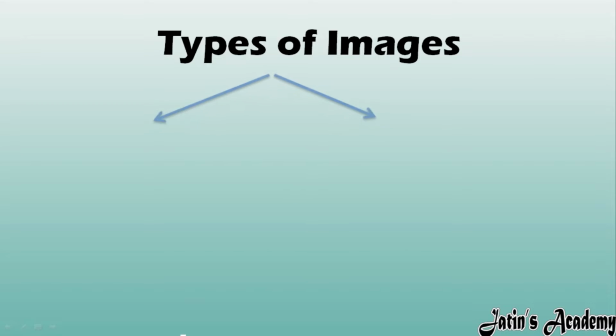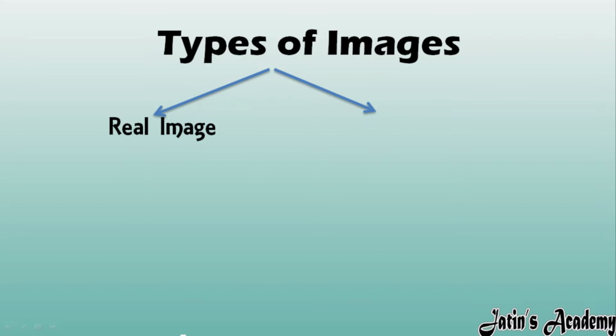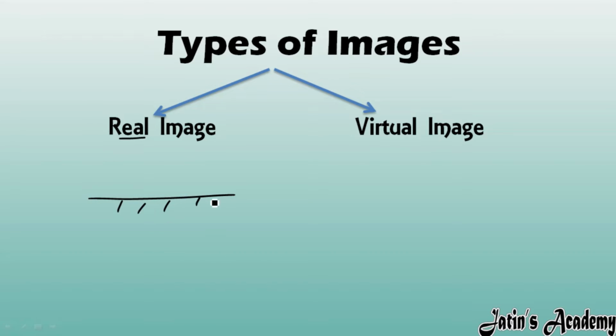Okay, next we have types of images. There are two kinds of images. First we have the real image, second we have the virtual image. So what do you mean by real image? See carefully. As the name suggests, real images are those images in which reflected light rays actually meet in the real world. Whenever we have a mirror and an object, after the light strikes and reflects back, if these light rays actually meet at one point in the real world, then it is a real image.